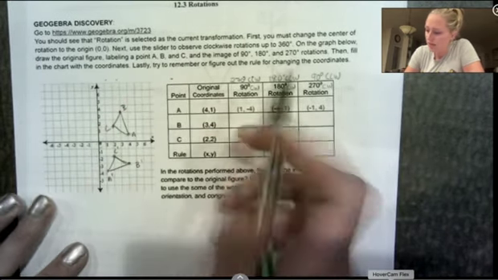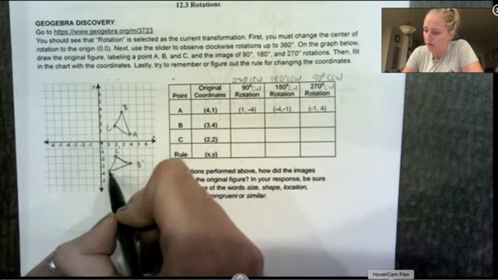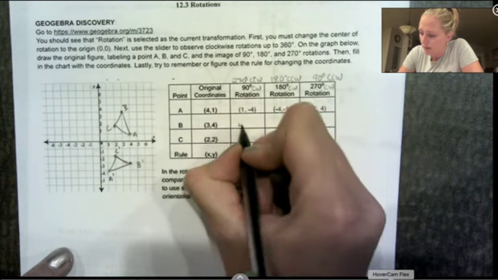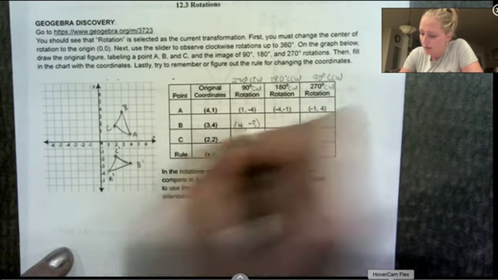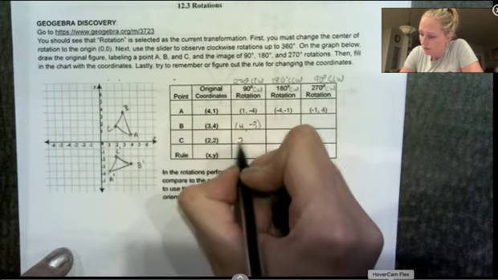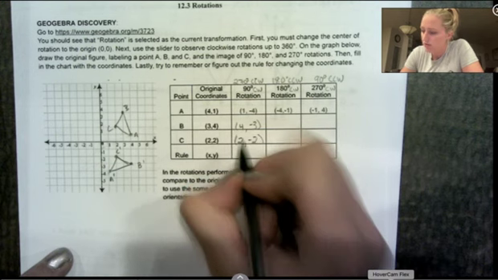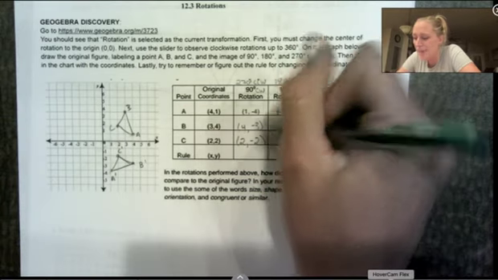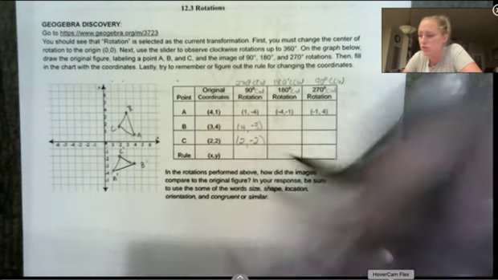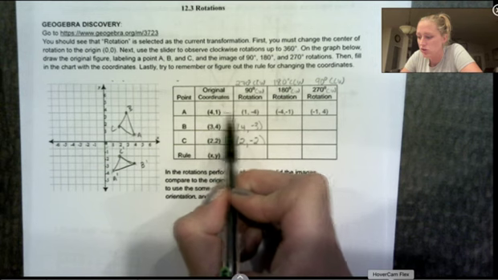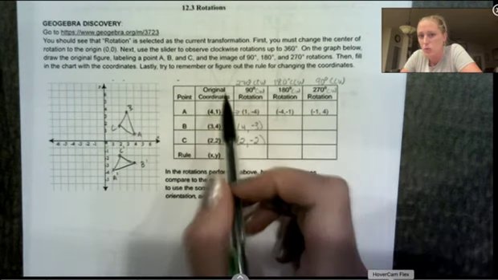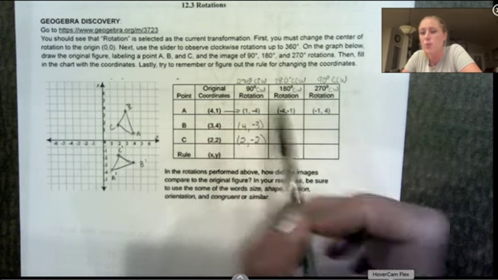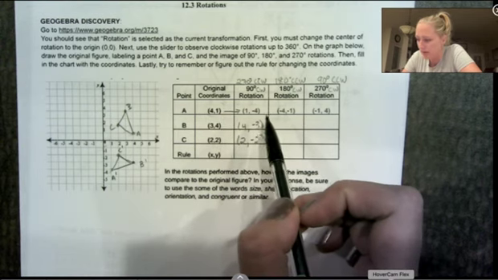So they already had A prime for me there. It was at 1, -4. So B is now at 4, -3, and C is at 2, -2. Okay, so now we're going to try and come up with what is the generic rule here. So what is happening to those coordinates? It starts like this and then it turns into this one. Well, it's the same numbers, but they've switched places and one of them has changed sign, right?